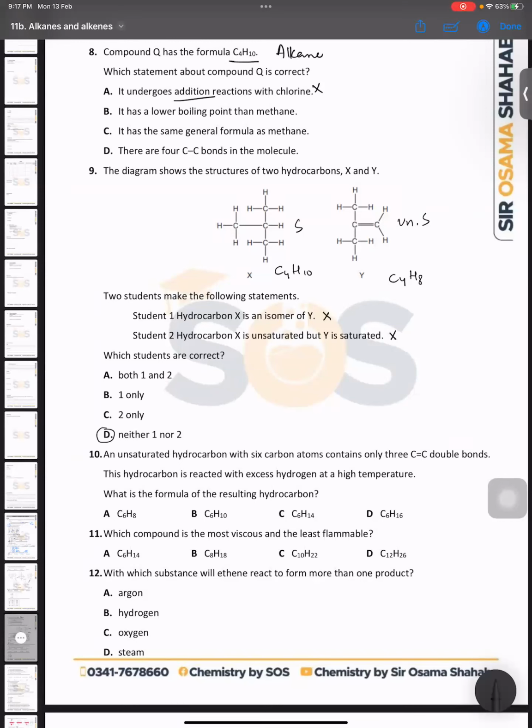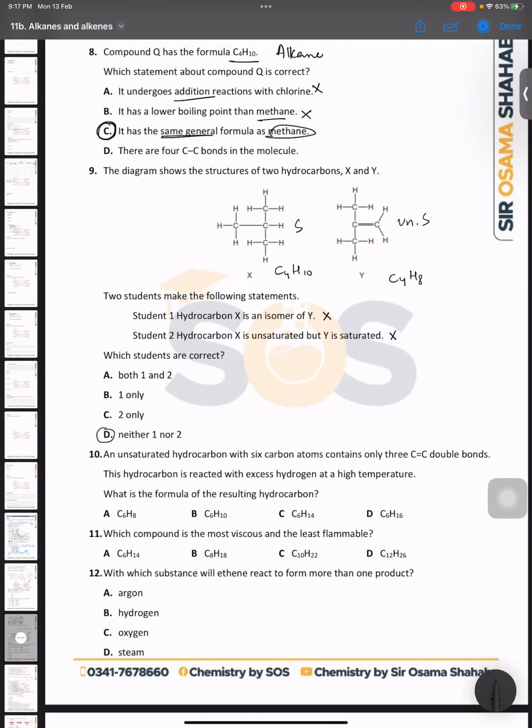Then, it has a lower boiling point than methane. No, when the number of carbons increases, the melting and boiling point increases. Then, it has the same general formula as methane. That is the right thing, because methane is also a family member of alkanes, so it also has the same general formula as methane. Very good. Every one of you did it correct.